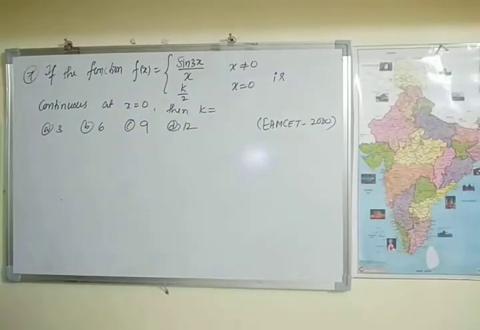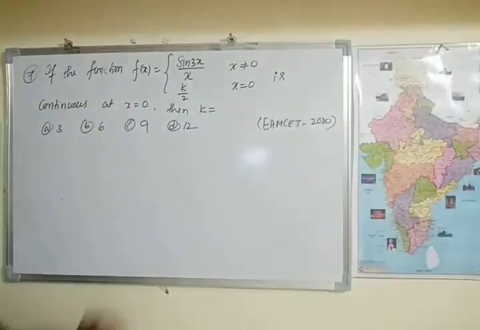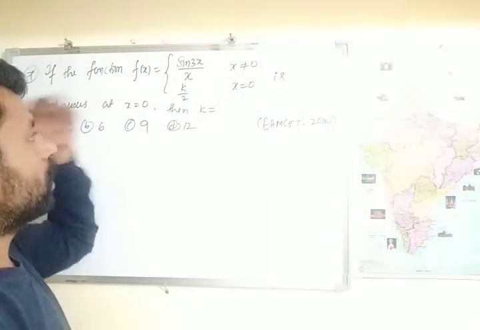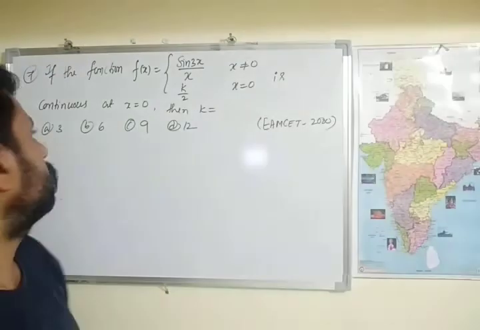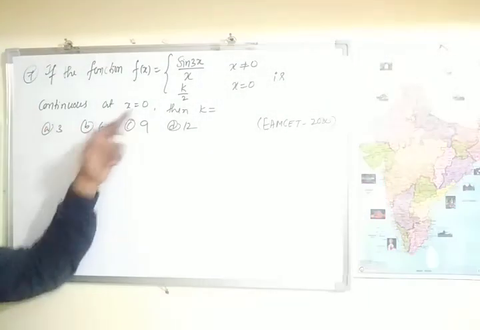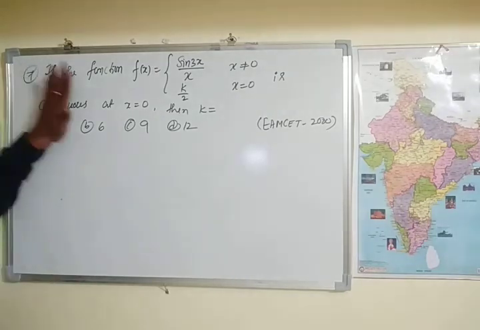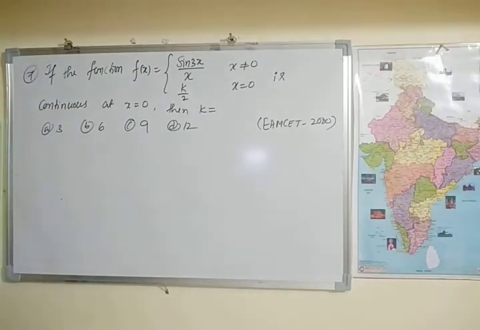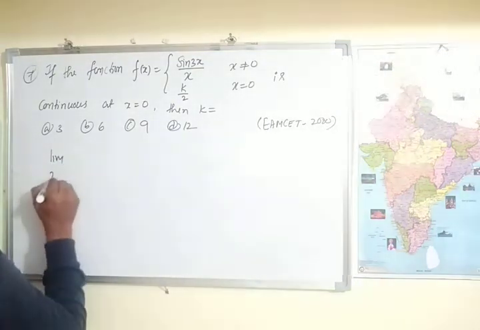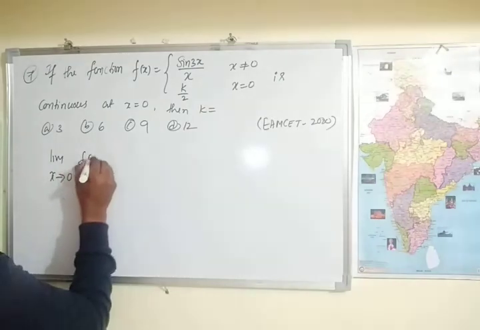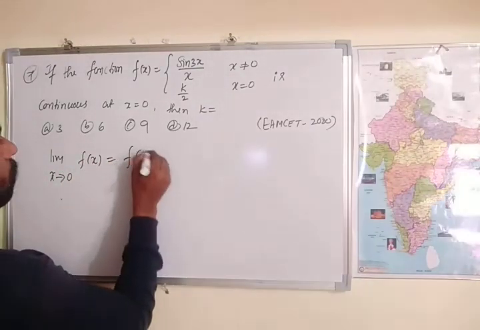So here we have the function f of x is equal to sine 3x divided by x, for x is not equal to 0, and k divided by 2 for x equal to 0, is continuous at x equals 0. Then the value of k is. Now here we have the data. The function is continuous. Here we use the definition: limit x tends to 0, f of x is equal to f of 0.